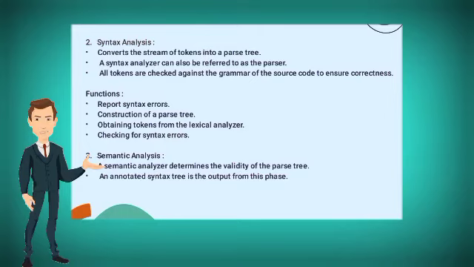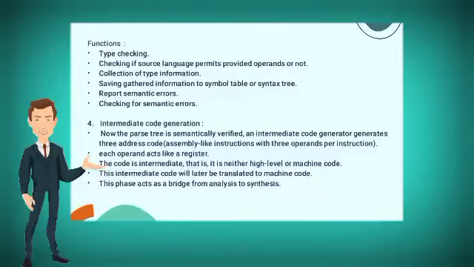Third point is semantic analysis. A semantic analyzer determines the validity of the parse tree, and an annotated syntax tree is the output. Functions: type checking, whether the source language permits the provided operands or not, collection of type information, saving gathered information to the symbol table or syntax tree, and reporting semantic errors, checking for semantic errors.